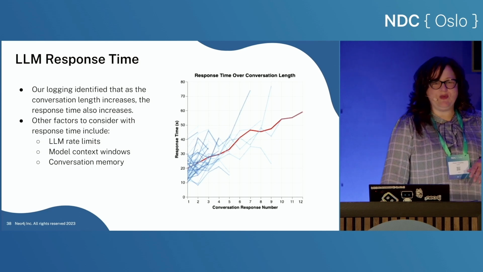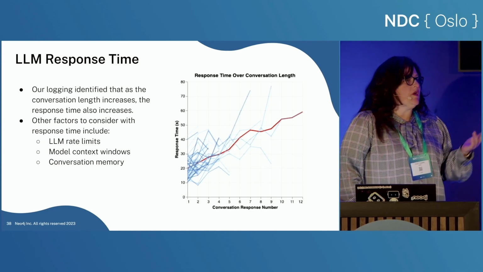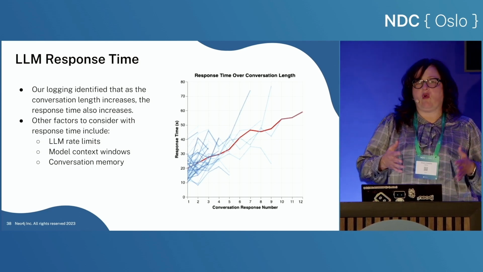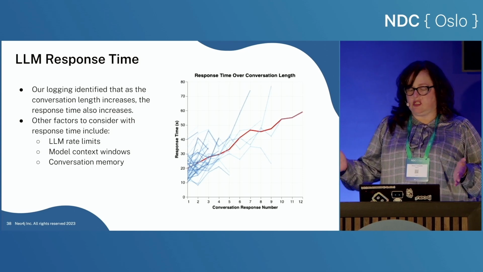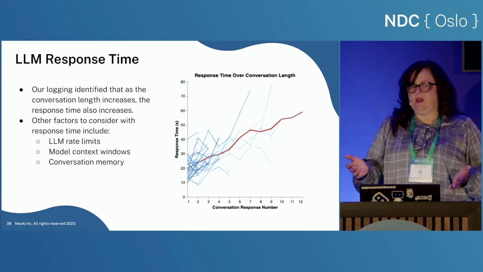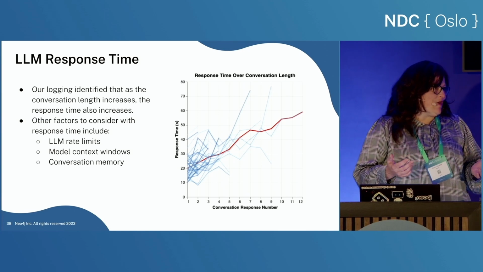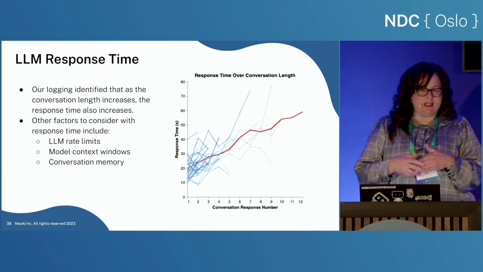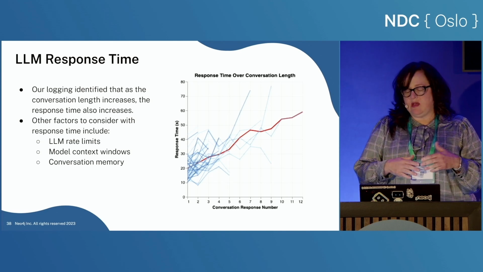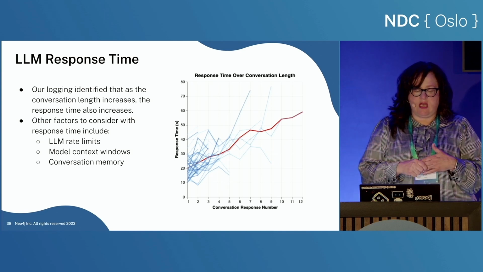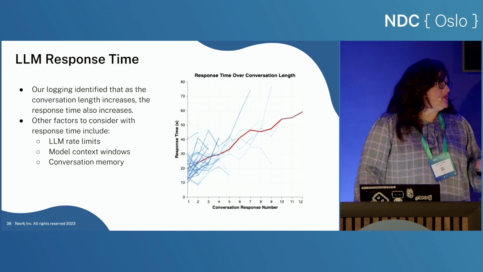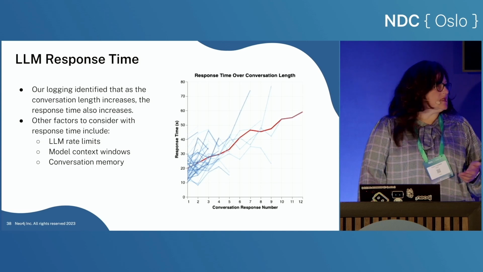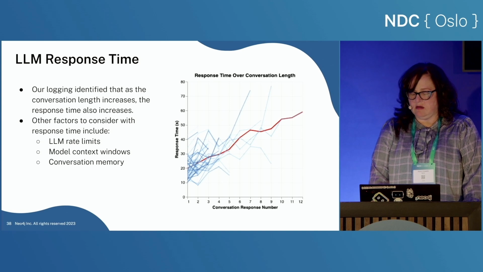This one has to do with the response time. So we also looked at what those response times are as the conversations got longer. Obviously, we see the times get longer, mostly because of the context window, as we said. And so it makes sense that those will increase over time. But different things will affect that: your limit, your context window, conversation memory, etc.